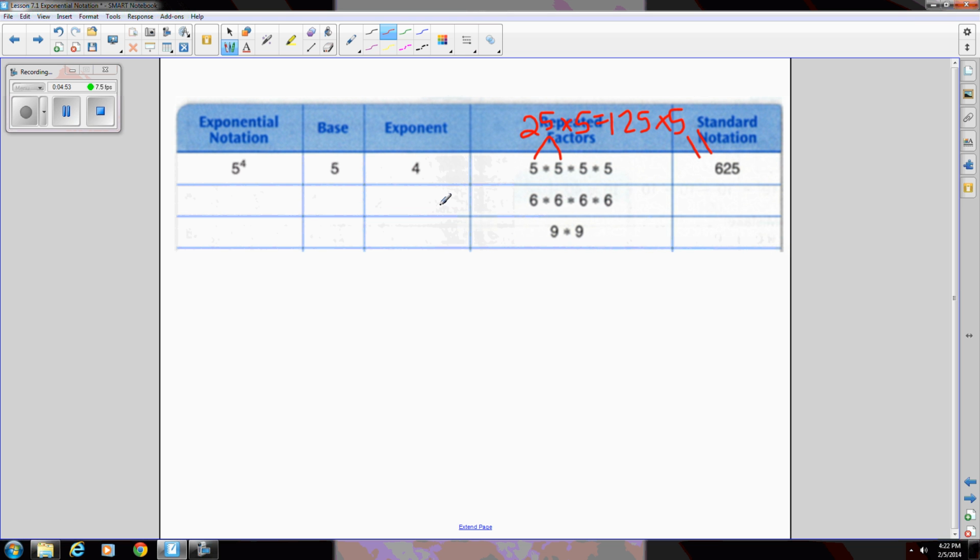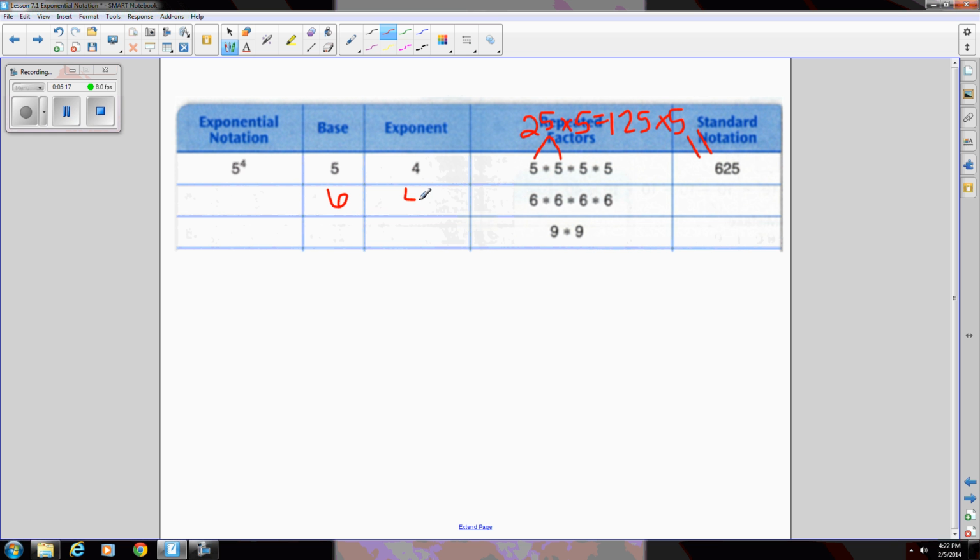Now we have to fill in the chart. They left 4 blank spots for us to solve, but they did help us out a little bit here. They gave us the repeated factors. So 6 times 6 times 6 times 6. We should probably start with the base. The base we should be able to pick out as well is a 6. The exponent, how many 6's do we have there?